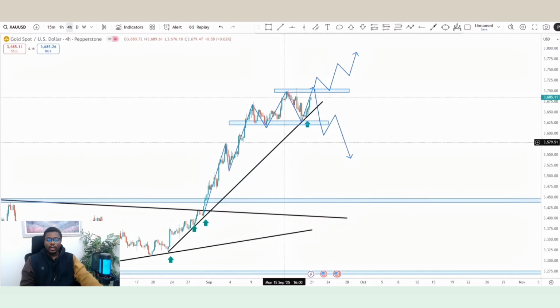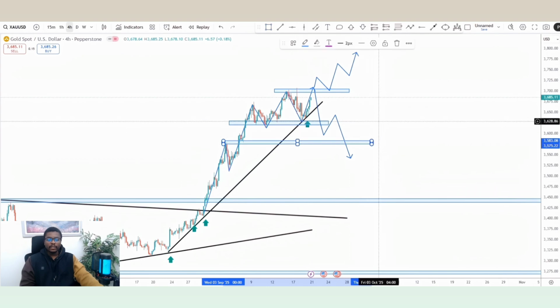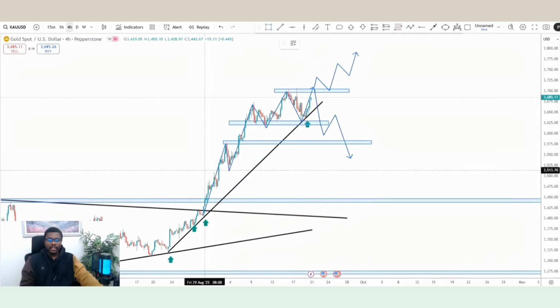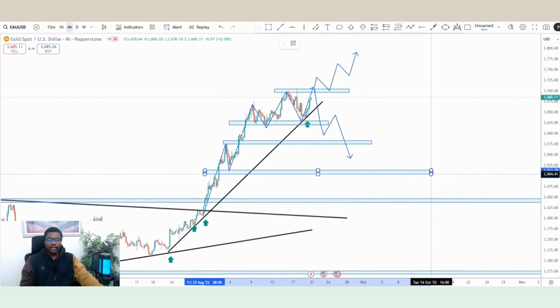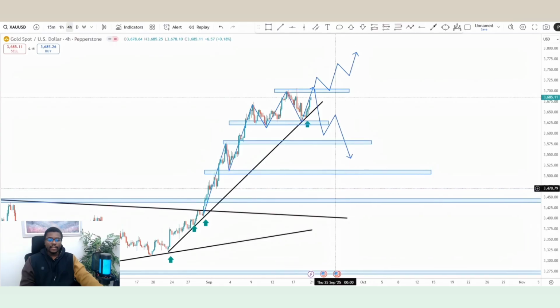So what I will be looking for as a swing trader is identifying key areas where price could possibly bounce from if price does reverse from these previous highs. So I will identify areas where we can potentially take buy trades from, and wait for price to retest those areas, and that's what I will be doing.